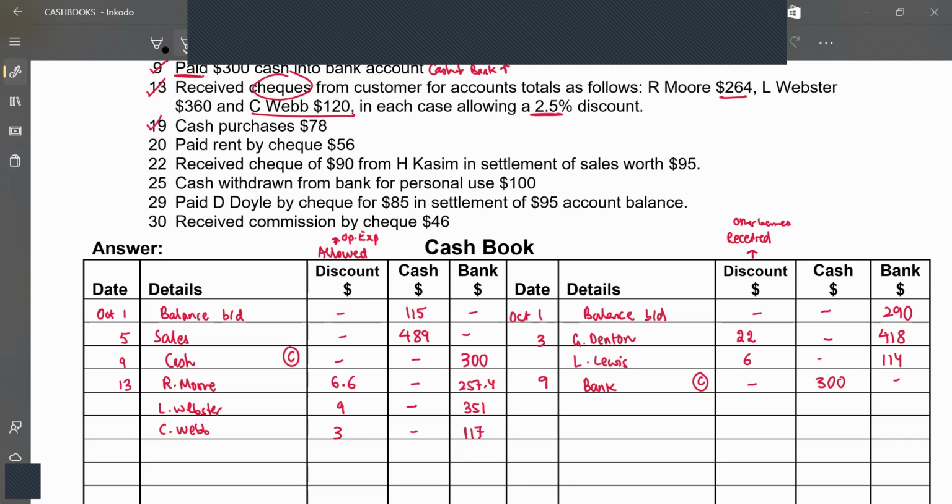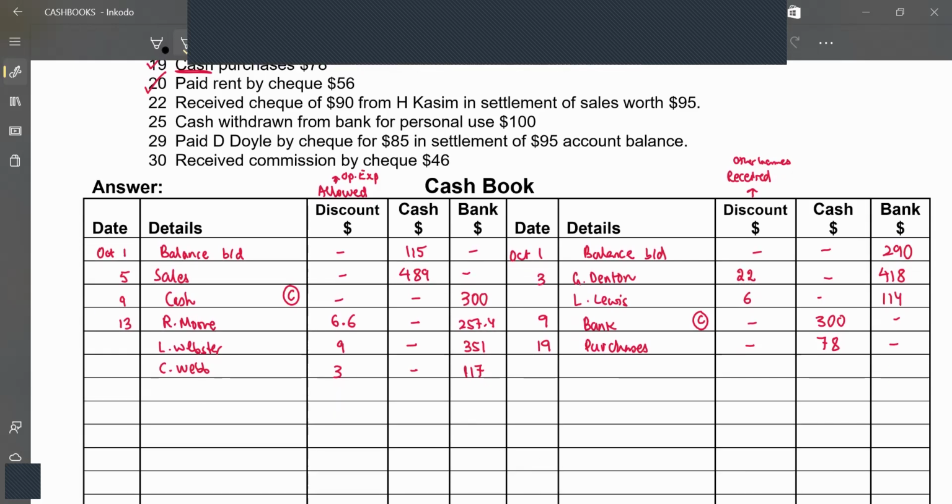Then you have on the 19th of October, you have cash purchases. Whenever you purchase, cash flows out. So it is on the credit side and it is through cash. So you've purchased goods, but you've paid through cash and that amount is $78. Straightforward transaction. Paid rent, that's a cash outflow again. So it's on the 20th. And what are you paying? You're paying by bank and you're paying for rent. The amount is $56 in the bank column, $56, straightforward transaction.